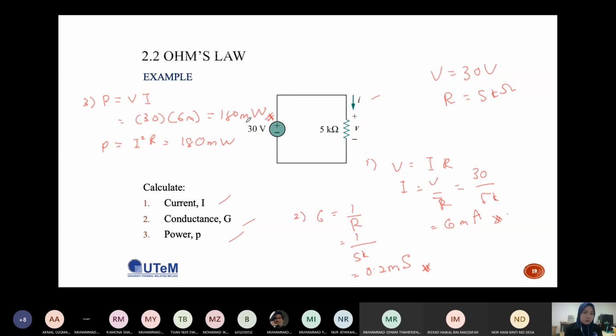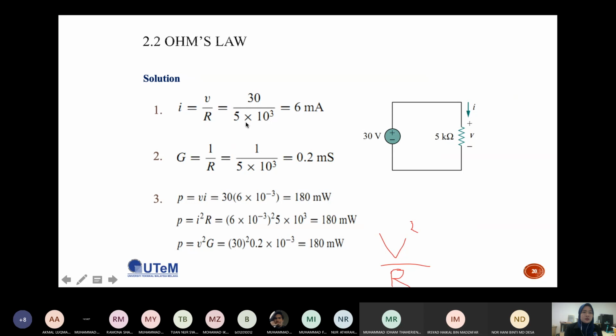Okay, so this is a very simple circuit analysis. But basically in your test, in your final, the circuit is not as simple as this. Okay, so this one for the power, you look at here, the power. So if you use a different formula, P equals VI, P equals I squared R, P equals V squared over G, you still can get the same answer, which is 180 milliwatts. Okay.